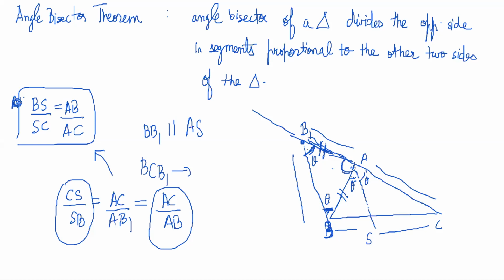This is 180 minus 2 theta. So this whole thing is 2 theta, and then this is theta, and this is theta, and they are alternate interior angles, right? So it became parallel. Correct? Make sense? Everyone understood, no?